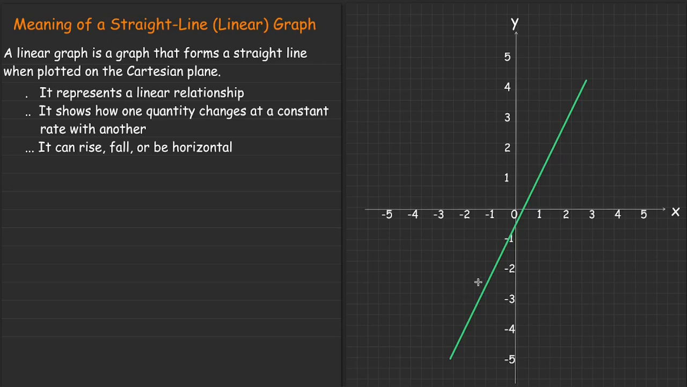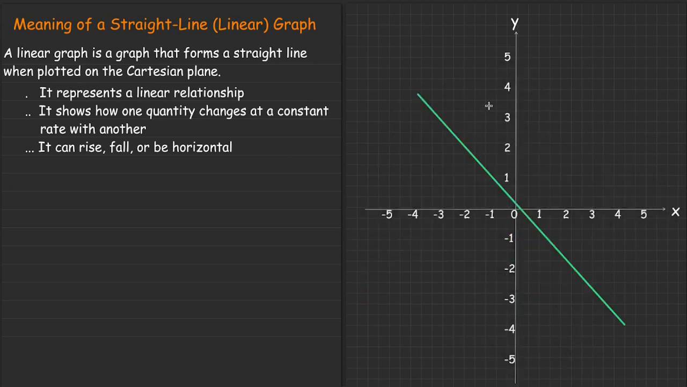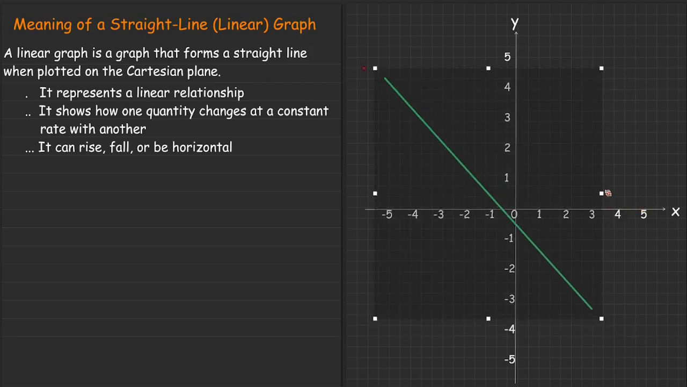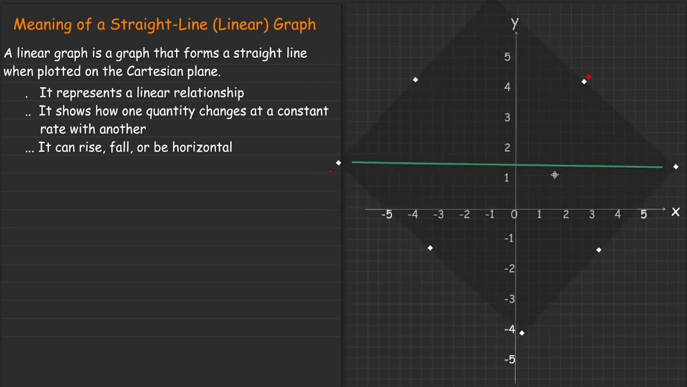A linear graph can either be straight, as you see, that is, ascending from the left to the right, or it can also be as this. In this case, it is descending from the left to the right, so it is coming downwards. And then finally, we also said it can be horizontal. Talking of it being horizontal, it can also be like this. These are all linear graphs, you see.